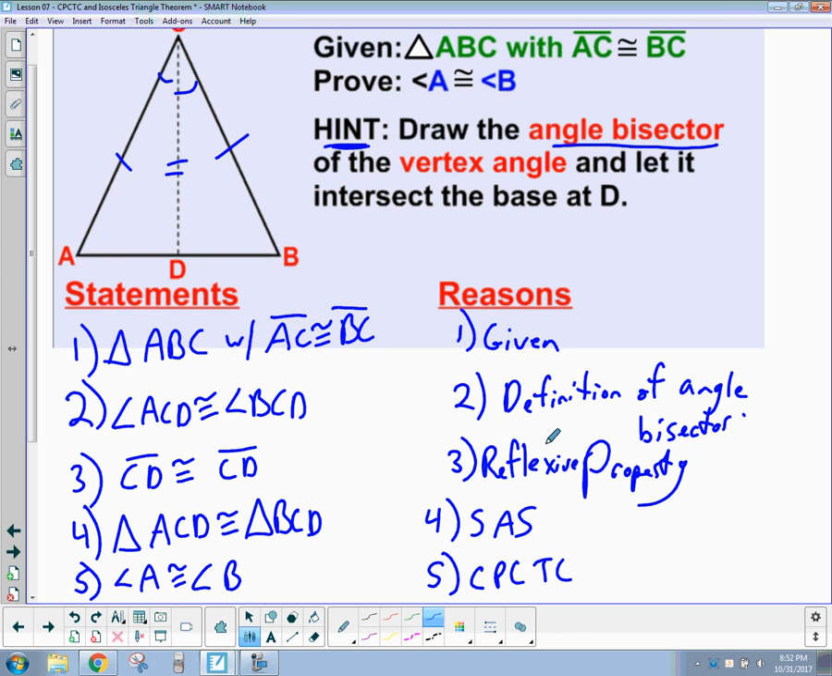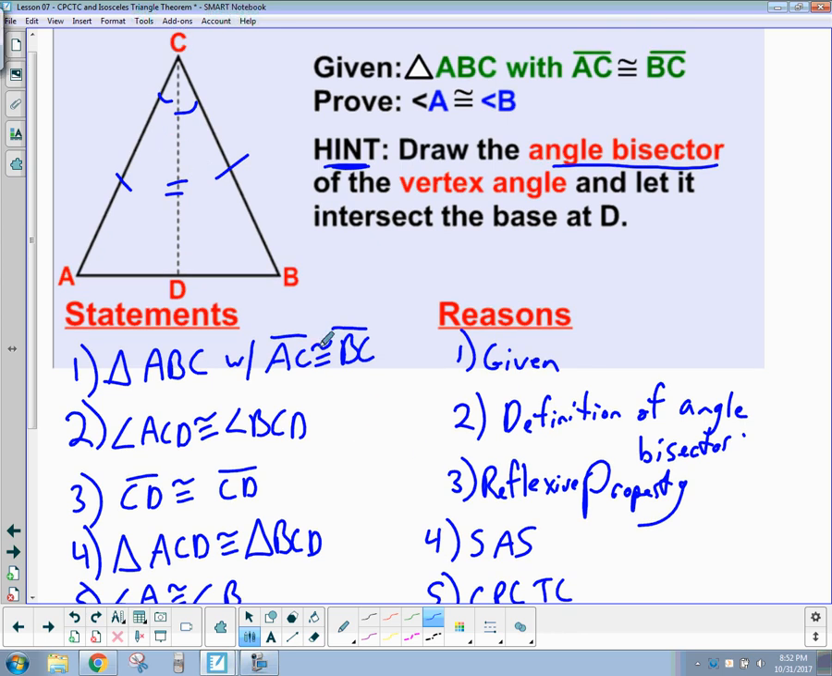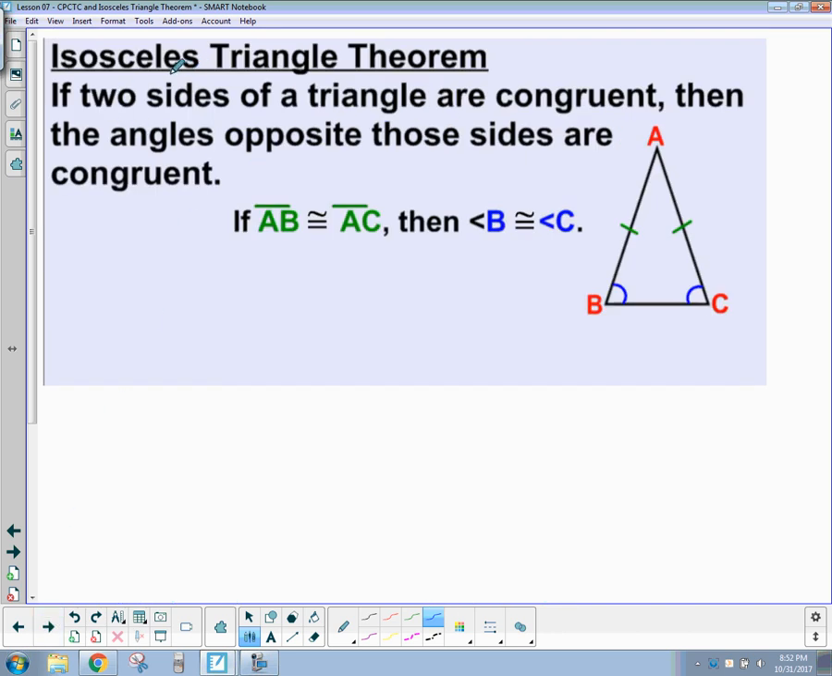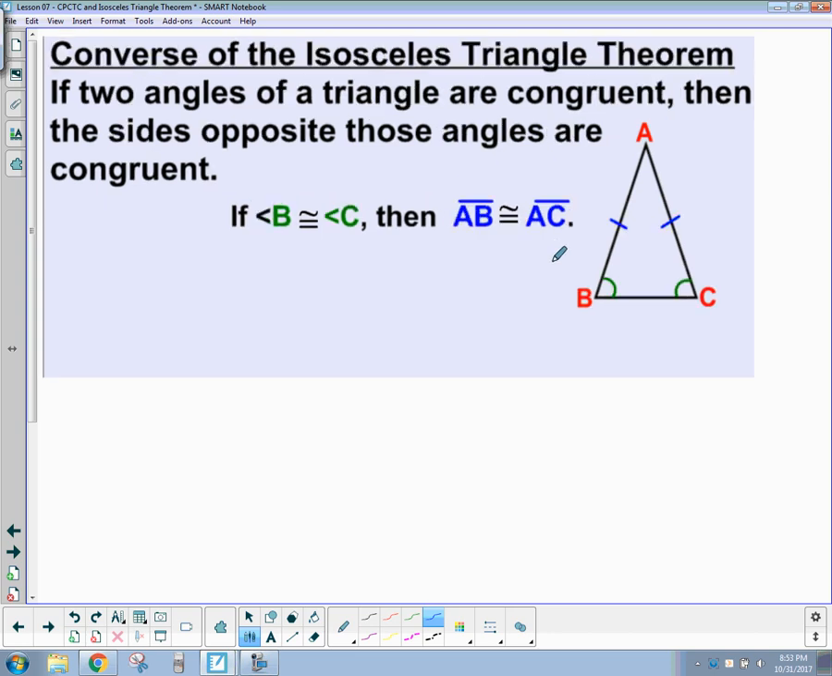And if you notice, this is going to be an isosceles triangle. So now A and B are congruent to each other. Hence, isosceles triangle theorem. If you have two legs that are congruent to each other in a triangle, then their base angles are going to be congruent. Same thing in the other direction. If we're given two angles that are congruent in a triangle, then their opposite legs are going to be congruent to each other. Okay?